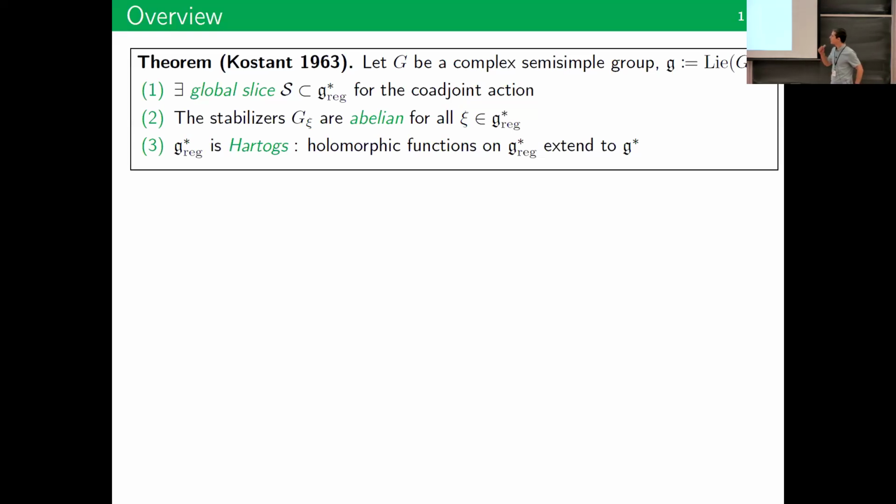And the third result is that this set of regular points, which is open and dense in the dual of the Lie algebra, satisfies the property of being a Hartogs open set, meaning that every holomorphic function on that open set extends to the whole thing. Actually, the result is that the complement is of codimension 3, which is greater than 2, so Hartogs' theorem holds. The only property we're using is that it's Hartogs.